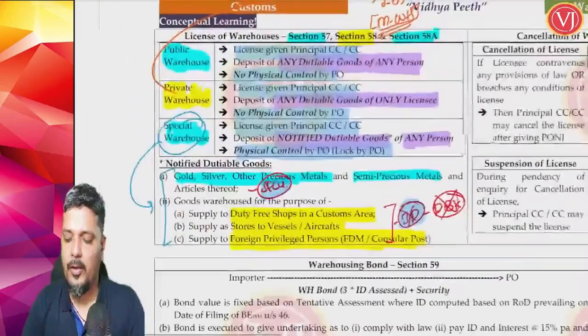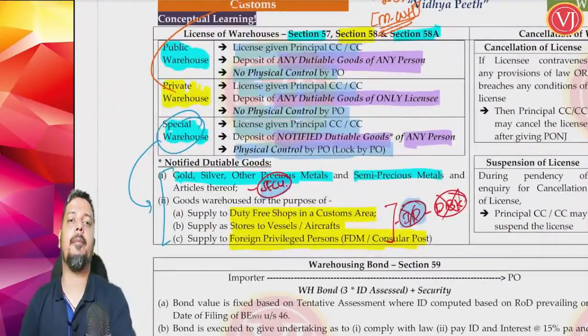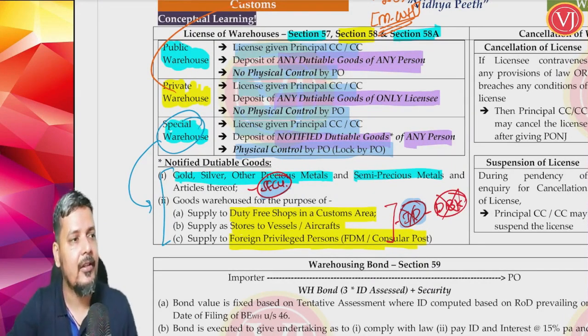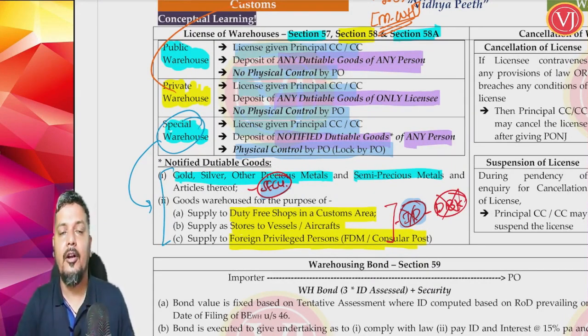Now you clearly know the difference between public, private and special. Anyone asking you any question in this area, you will be very clear. Public: any dutiable goods, any person. Private: any dutiable goods, but only of the licensee. Special: notified dutiable goods, 1 plus 3, of any person.